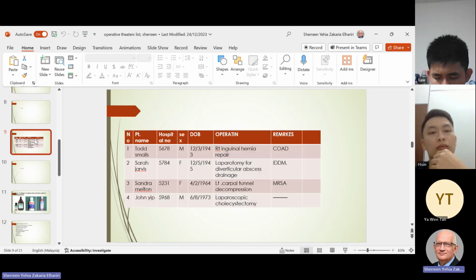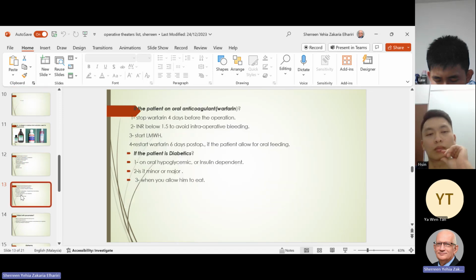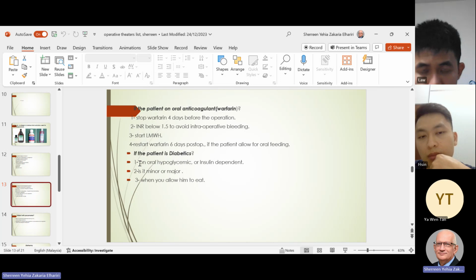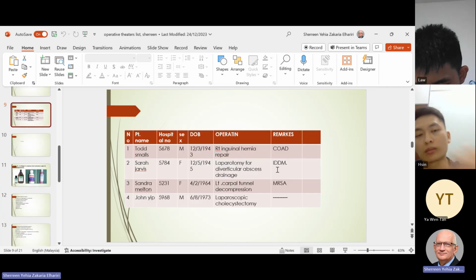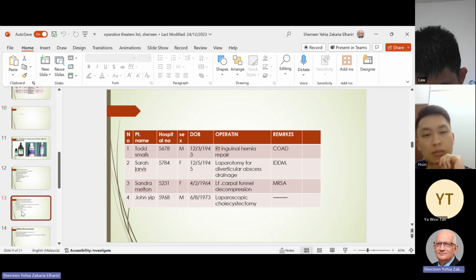Back again, we have one patient who I think is diabetic, insulin-dependent diabetes mellitus. She is a lady having laparotomy for a diverticular abscess drain. So again, for a diabetic patient, it differs whether the patient is on oral medication or insulin-dependent, and whether it is a minor or major operation. If it is a minor operation like a regional abscess and the patient is on oral medication, nothing needs to be done, just follow up the blood sugar. If it is high, we can use an insulin pump. But if the patient, like this patient, is insulin-dependent from the start, he will be on the insulin sliding scale.